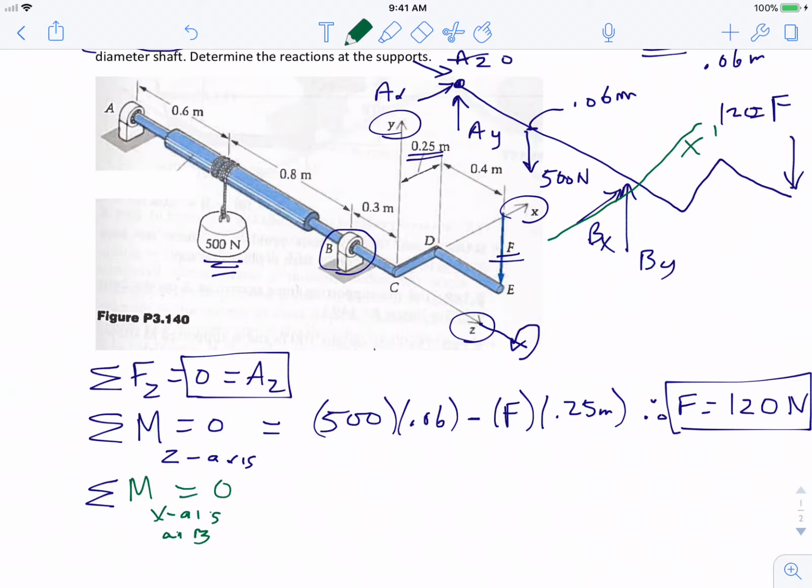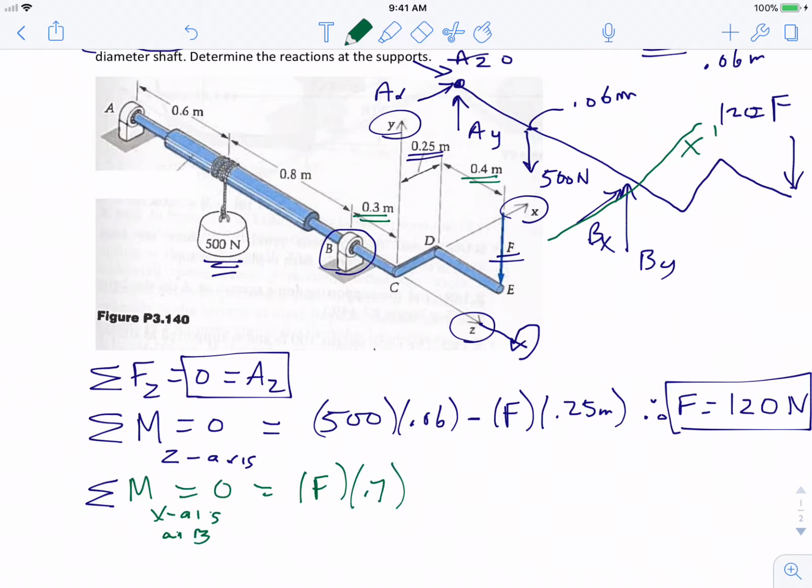So Bx and By are going through it, no big deal. F does have the potential to cause rotation. That will be, if you think about it, that would cause a positive moment. So we would have a positive F. The distance involved there is equal to 0.3 plus 0.4, which is 0.7.